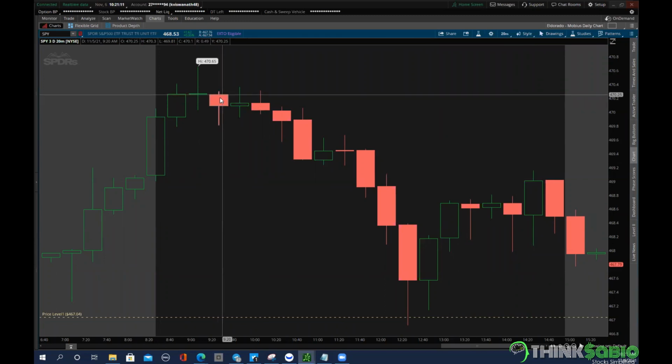This is the red candle. What that means is it opened here, which means it opened high at 470.25 and closed here at 470.09. That means it's a bear candle. So bull means opening low, closing high. Bear means opening high and closing low. What that means is within this 20 minutes, SPY is bullish.